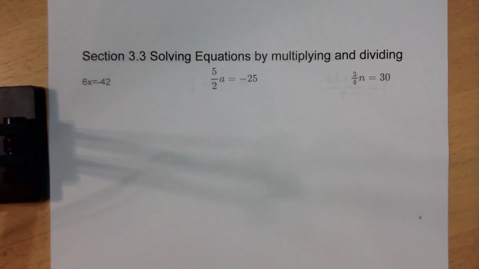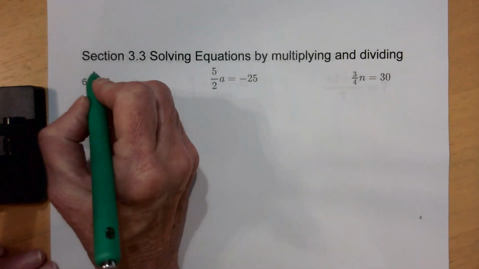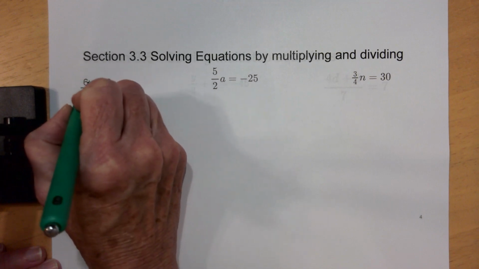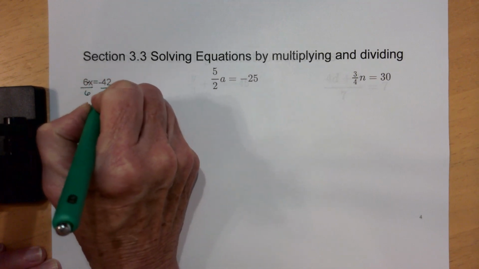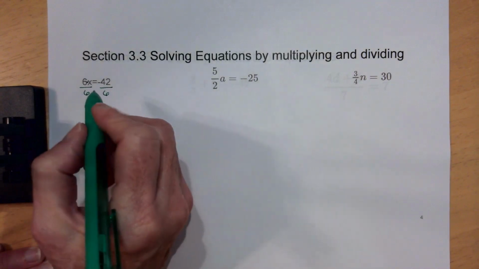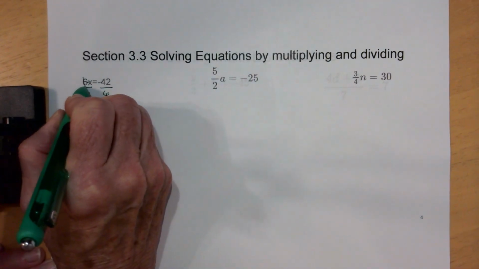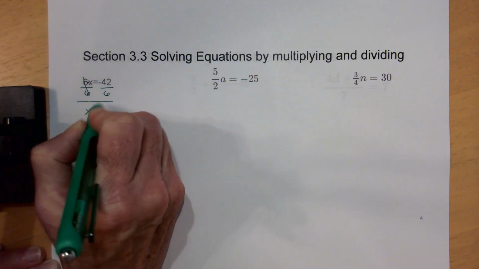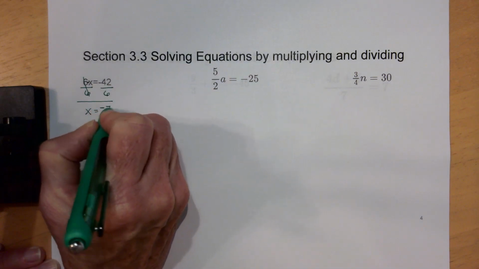That was section 3.2. Section 3.3 has to do with solving equations by multiplying or dividing. Remember, the opposite of multiplication is division. The opposite of division is multiplication. So if I have 6 times x, the way that I get rid of that 6 is I divide by 6. What I do to one side, I have to do to the other side. 6 divided by 6 is 1. So what I have left on the left-hand side is x. What I have left on the right-hand side is negative 7.